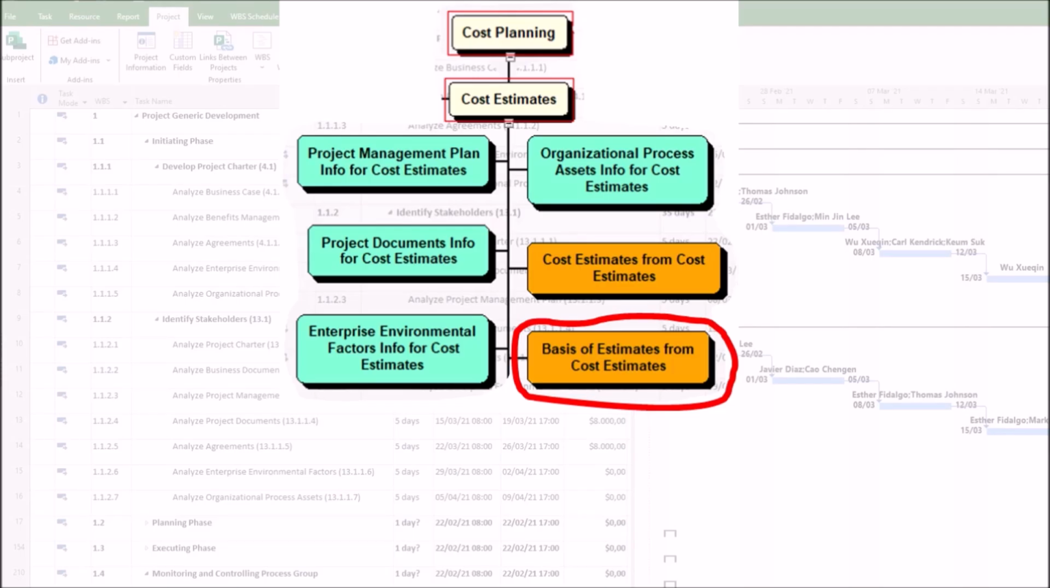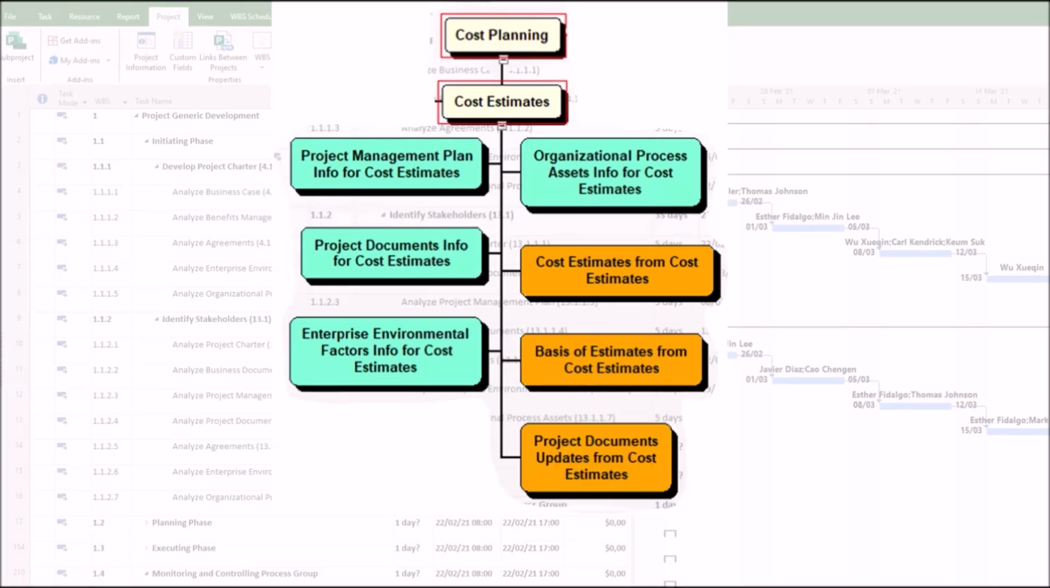Third, include confidence intervals, such as this estimate is accurate to within plus or minus 15%. Fourth, review the basis of estimates with experts for validation. Fifth, update the basis of estimates regularly as the project progresses.